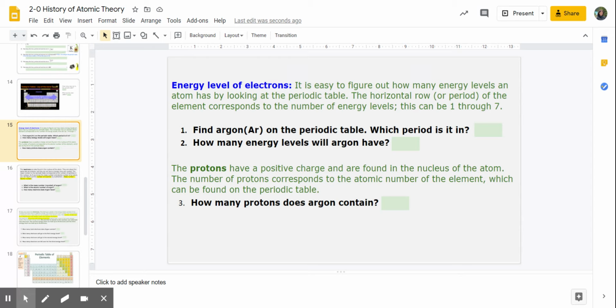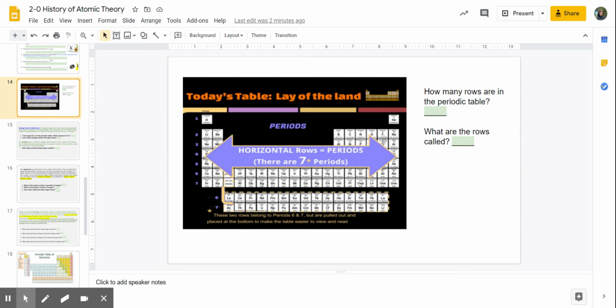If you look at slide 15, it says it is easy to figure out how many energy levels an atom has by looking at the periodic table. The horizontal row, or the period, of the element corresponds to the number of energy levels, and this can be 1 through 7. So the question is asking, what's the period of argon? If you look at the periodic table, argon is right there, and it's in period 3. And that represents that the argon atom has 3 layers of electrons.